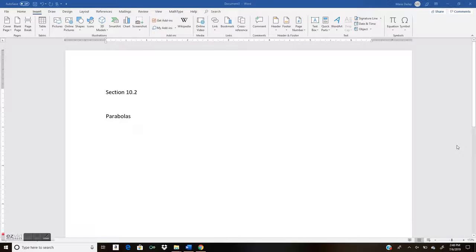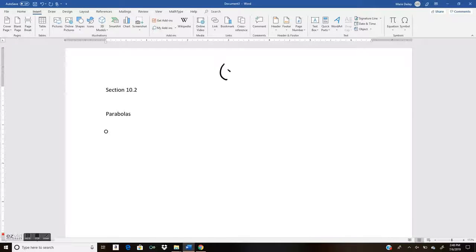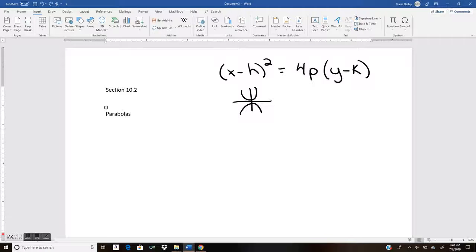Section 10-2 parabolas. Alrighty, so this is for your test on Tuesday. As you take a look at this, remember there's other forms for the equation of a parabola. If it is something like x minus h squared equals 4p times y minus k, this is what we traditionally think of as a parabola that opens either up or down. So one or the other.